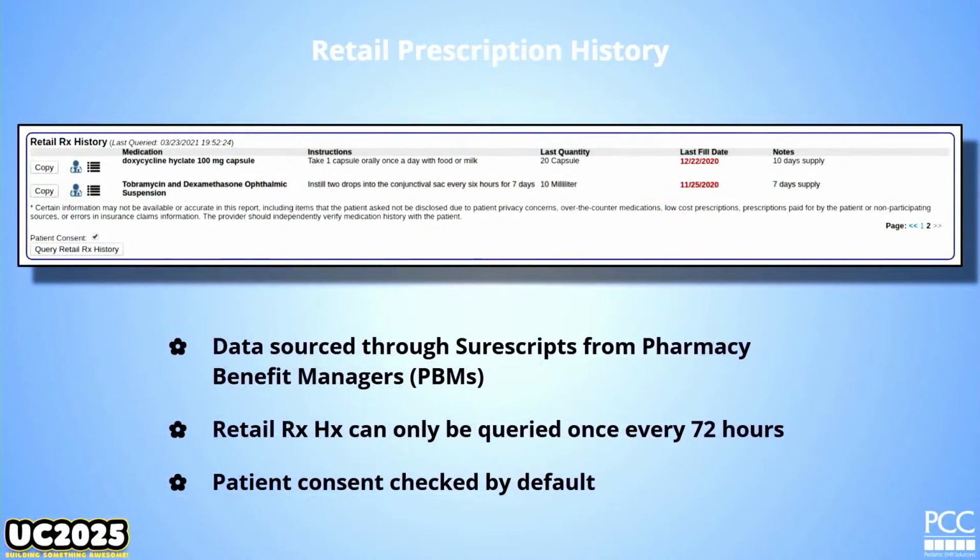All right, let's talk about retail prescription history. I bet everybody has used this before. This is not new by any means, but I did want to highlight this is another service with outside data from SureScripts on behalf of the pharmacy benefit managers. So this is data that we present to you, but we don't create this. You've probably asked yourself why you can only query it once every 72 hours. That's just what they told us. We can't let you do it.